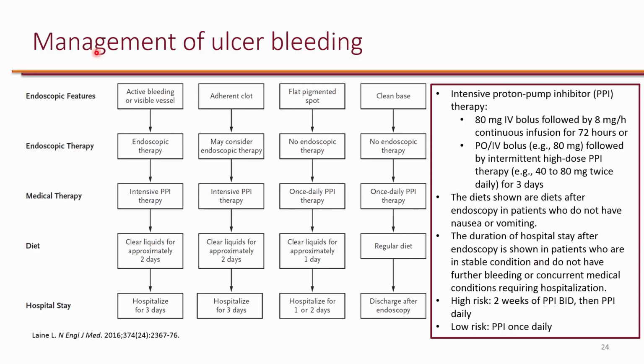Now, in this picture, you can see different recommendations for patients based on their risk. So the risk is determined through the endoscopy. So once the patient gets scoped, based on what they see through the endoscopy, they can either have a clean base, a flat pigmented spot, an adherent clot, or active bleeding or visible vessel. So in general, adherent clot and active bleeding or visible vessel are considered very high risk, whereas clean base is considered the least risky as far as rebleeding and mortality.